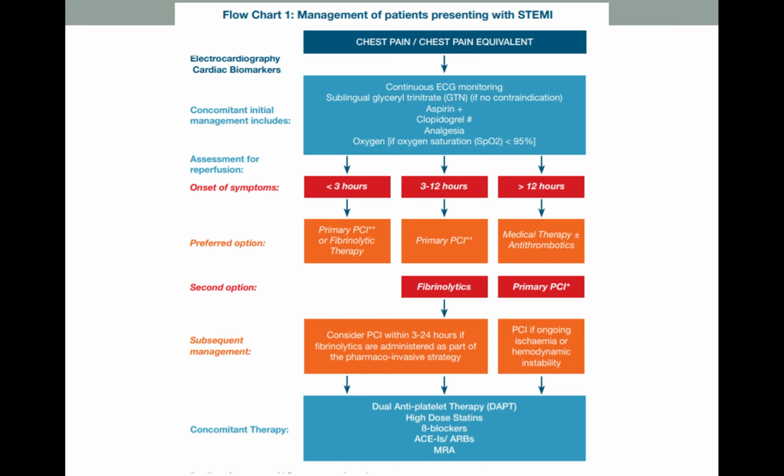Yeah, so basically primary PCI is the first choice that we want to make. There's also a second option: if the patient is within 3 to 12 hours onset, we can go for fibrinolytics. And if it's more than 12 hours, we can still go for primary PCI if the patient still has ongoing ischemic chest pain or is hemodynamically unstable. Together with your concomitant therapy, which is your medical therapy and antithrombotics: DAPT, statins, beta blockers, ACE inhibitor, or your spironolactone.